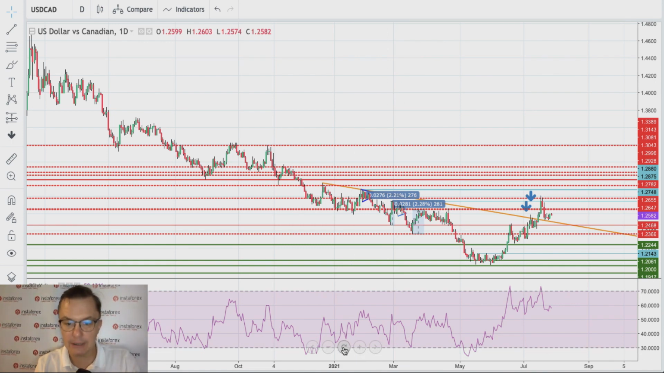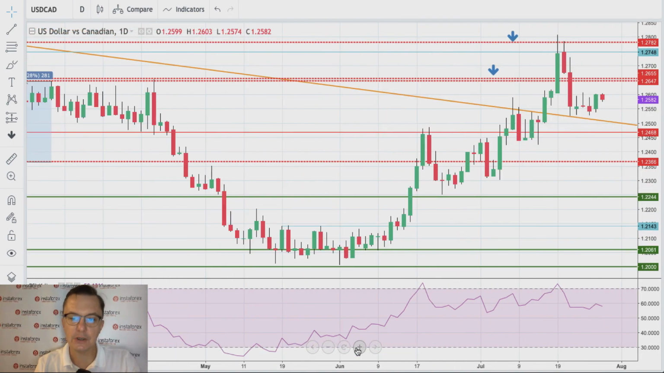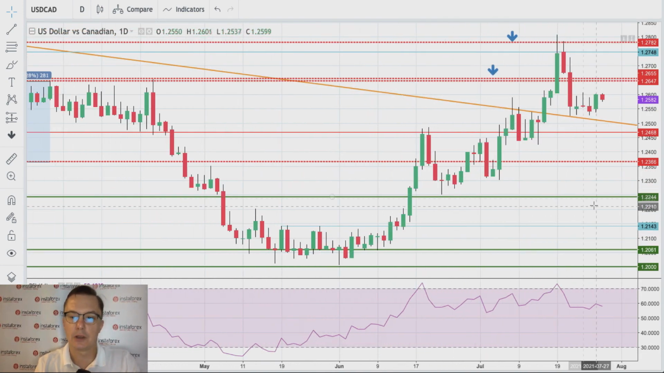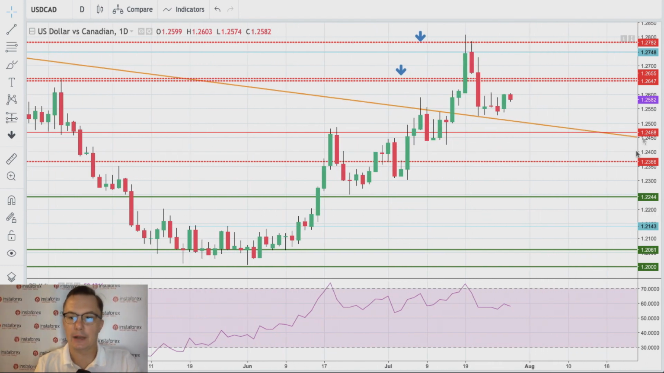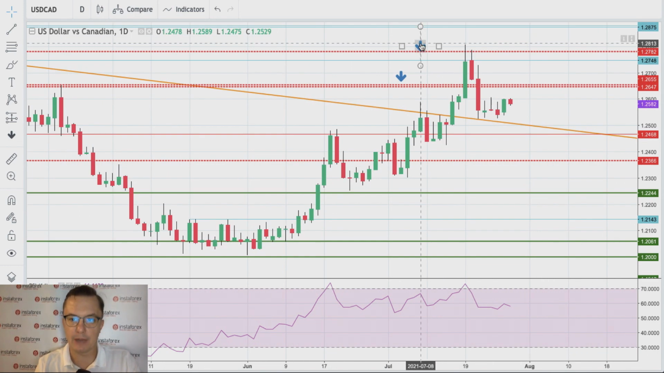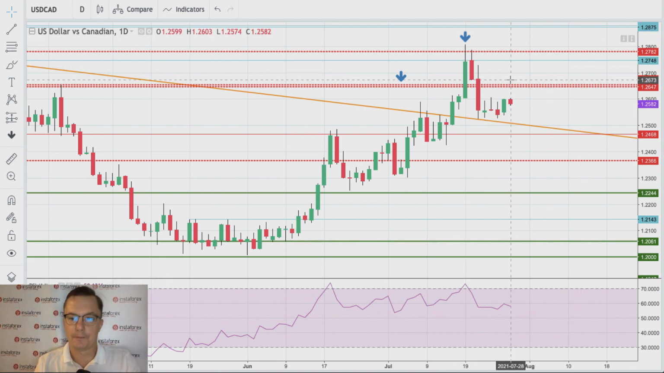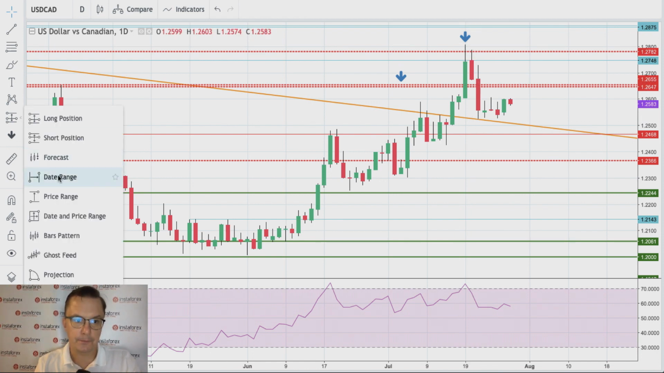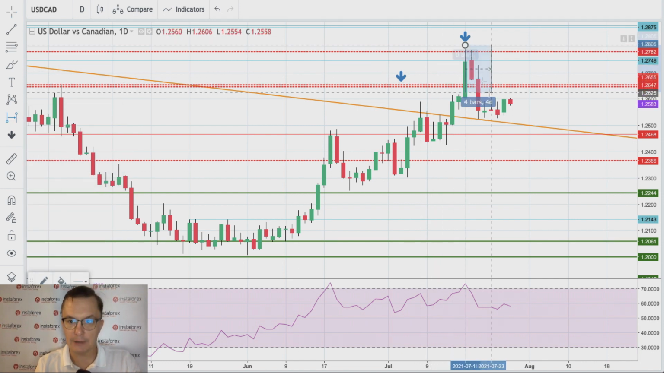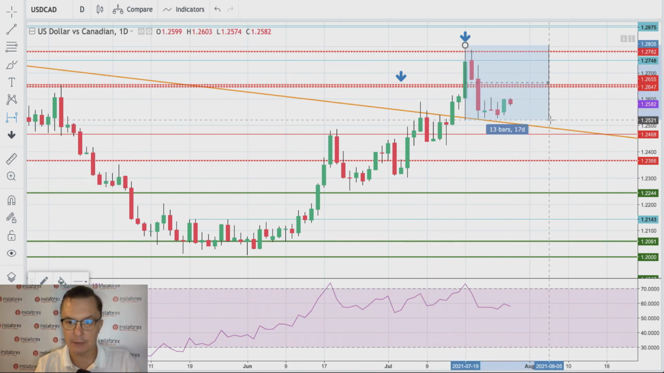So someone needs to check it. Someone needs to call it again, and it looks like we have a dark cloud cover around the level of 1.2782. This is the biggest correction right now in the whole move up, right? How many percent do we have here? I'm just looking at the percentage.